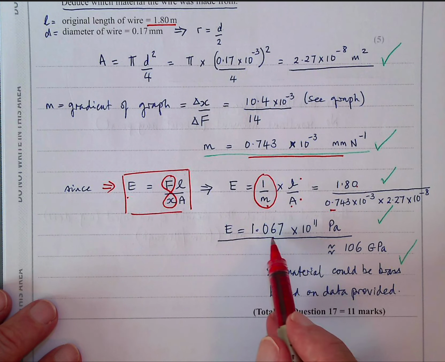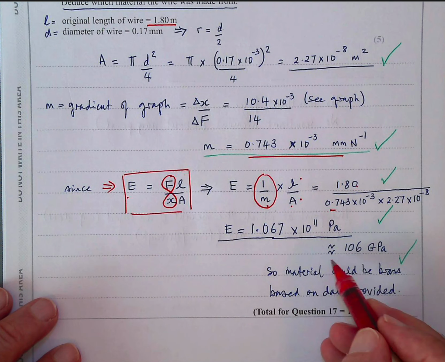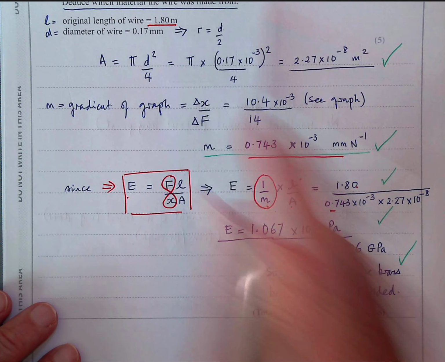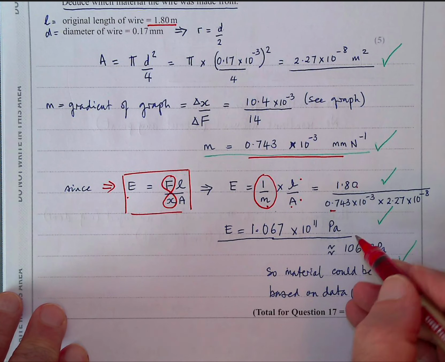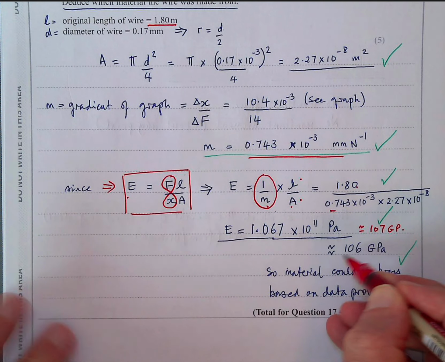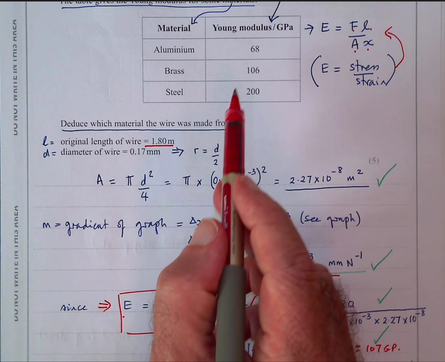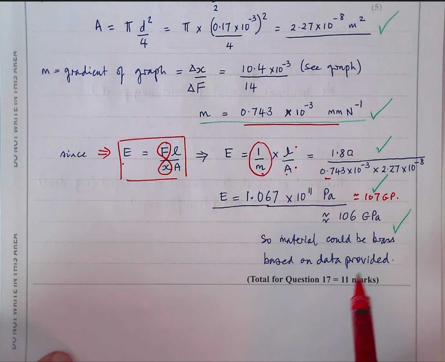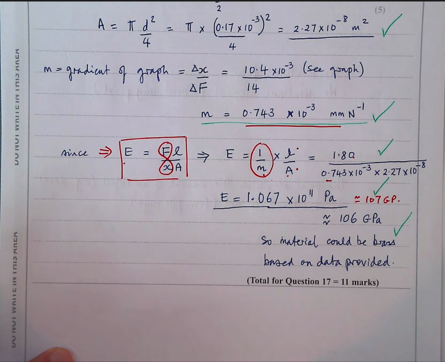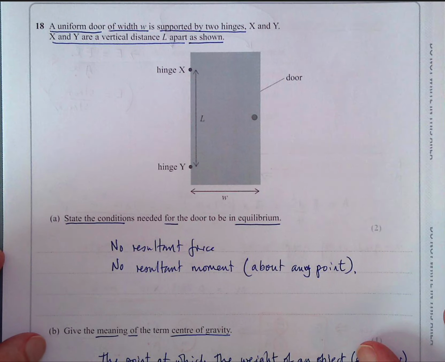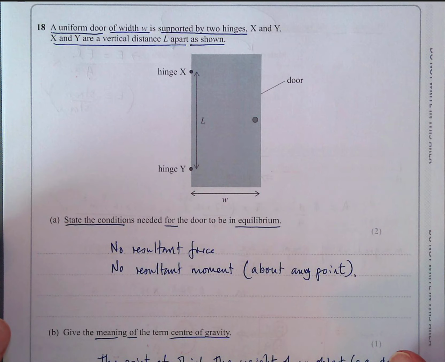You do that, and it comes out to 1.067 times 10 to the 11 pascals, which is approximately 106 gigapascals, which is closest to the value in the table. It's approximately equal to 107 gigapascals, which is more or less equal to the value given in the table for brass. So you conclude the material could be brass based on the data provided. Okay, hope that makes sense. That's a good question to revise also for Unit 3, because it has the skills you need for resolution, uncertainties, etc.